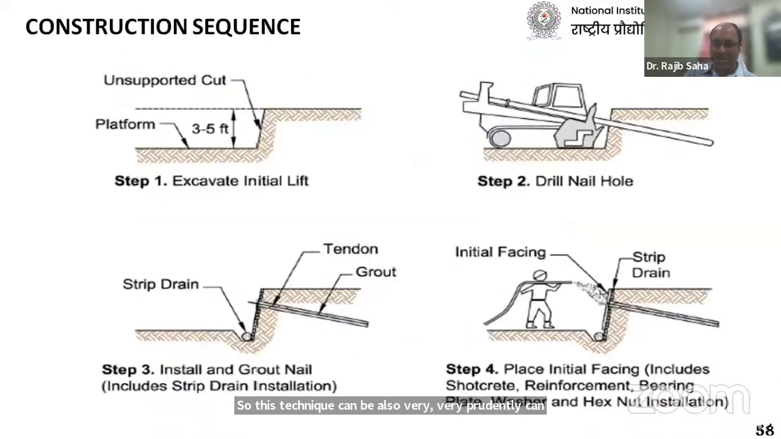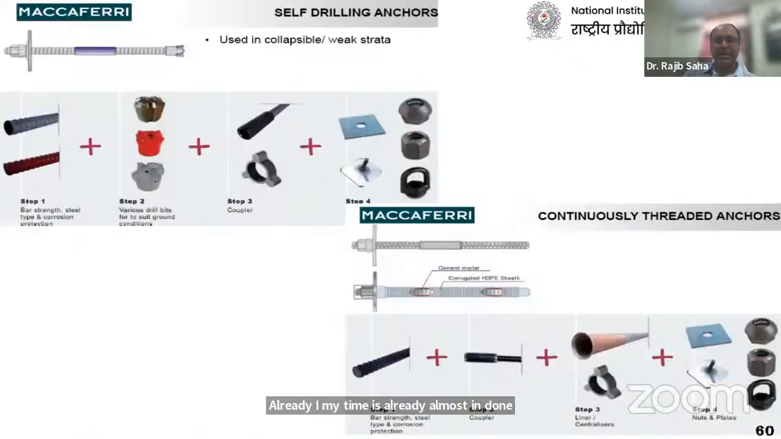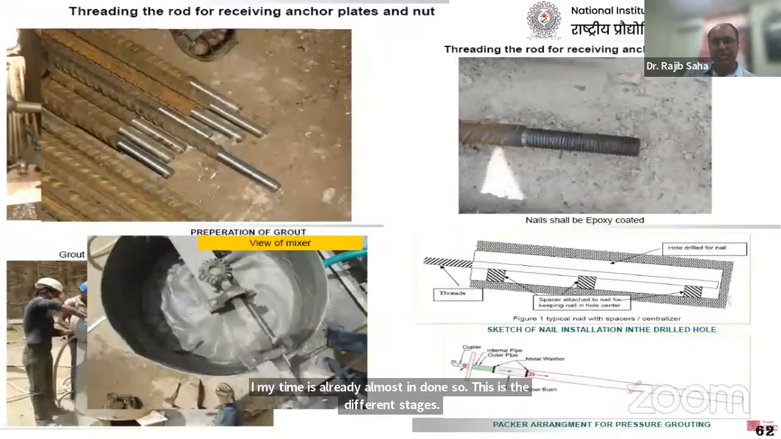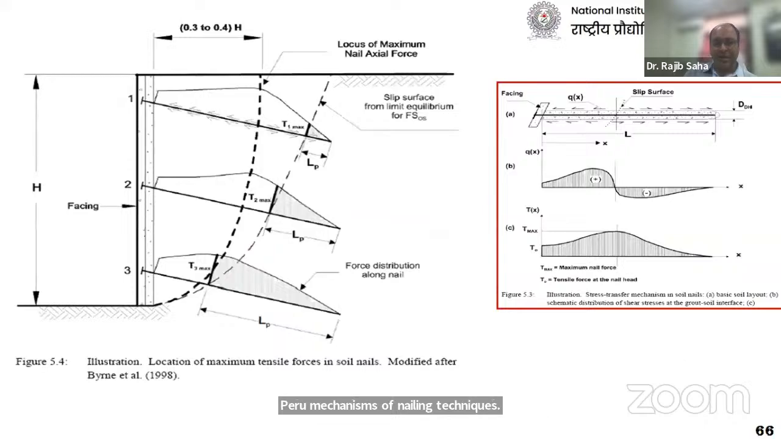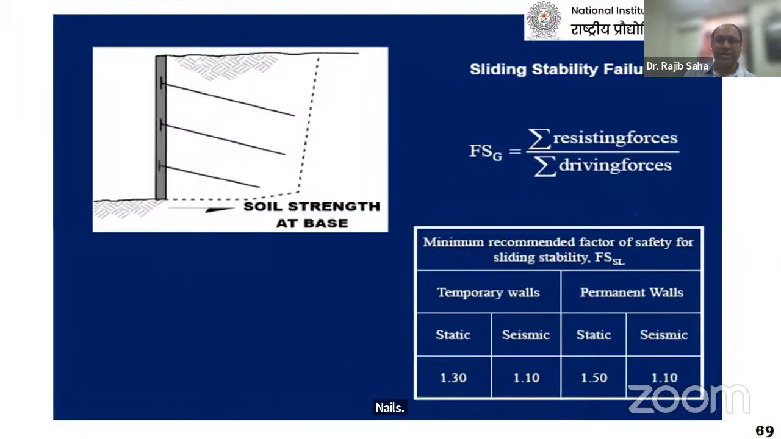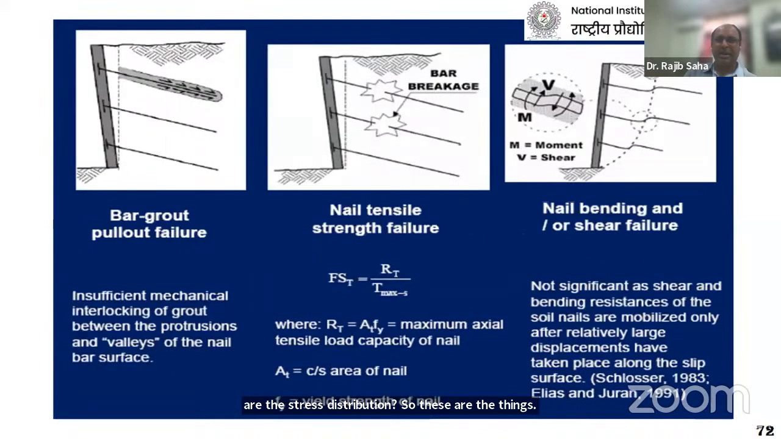So I'm just skipping because of the time paucity. I understand my time is already almost over. So these are the different stages. Design techniques, I hope sir will be mentioning this. Failure mechanisms of nailing techniques, nails. What are the stress distributions? So these are the things I would like to skip. I will share the slides if you need them.